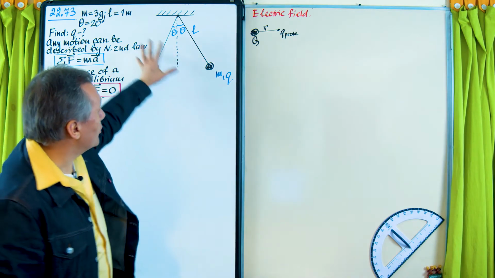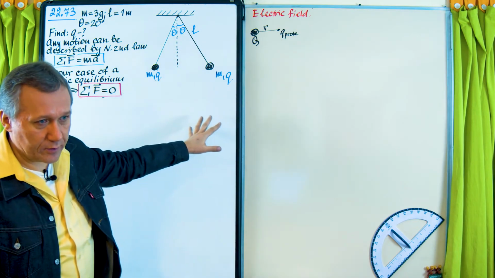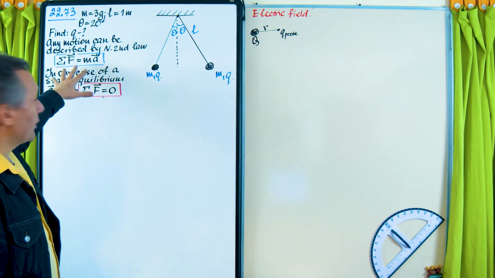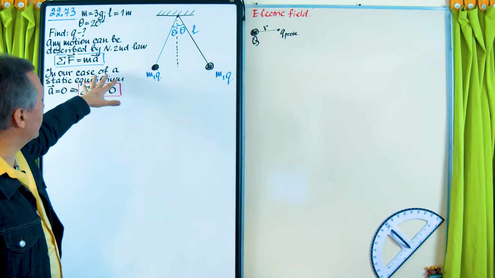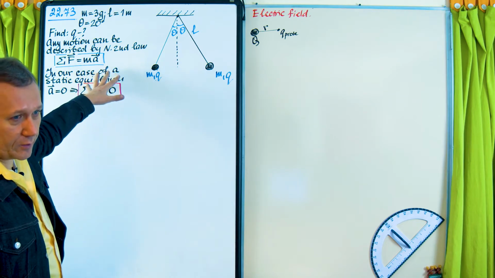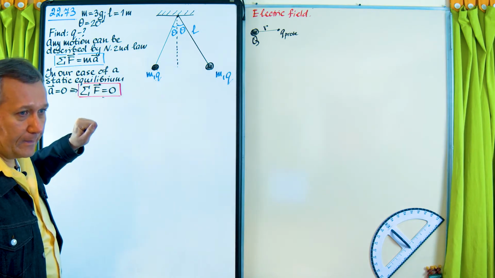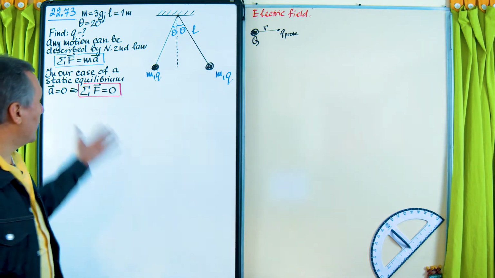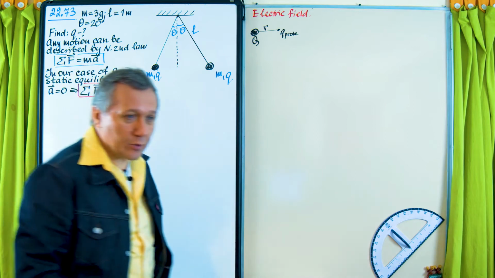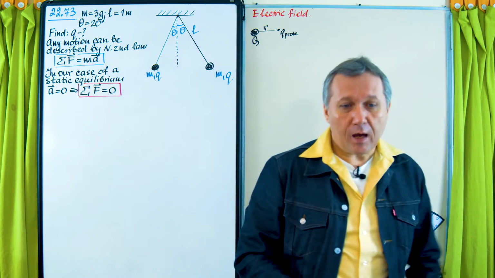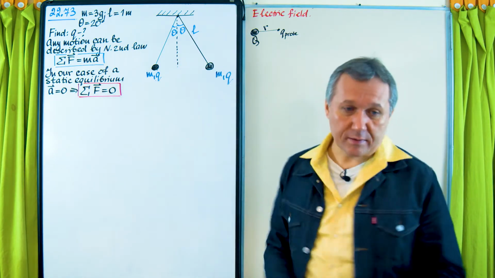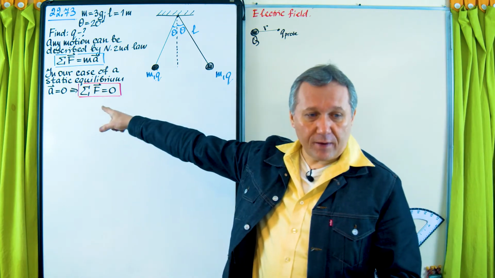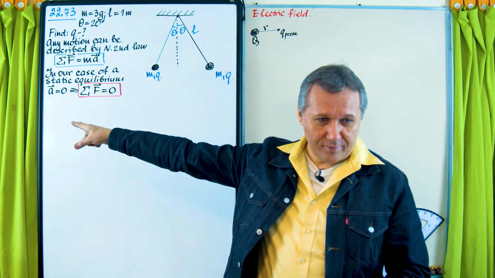But in our situation, we have a static equilibrium situation. There is no motion, right? So we can apply Newton's second law, but of course we have to put acceleration to zero. As a result, we ended up with this expression. The net force acting on this mass m must be equal to zero. And again, this is a vector equation, all right?